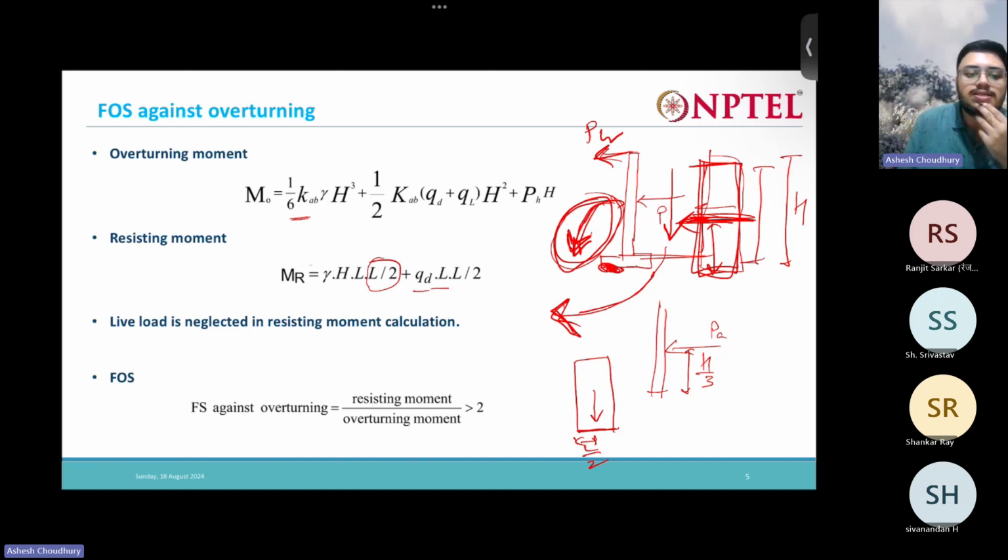Also here, in the calculation of the resisting moment, we have ignored the live load. The live load is not considered, only the dead load is considered. Now the minimum factor of safety that we should have is 2. So we will always try to keep the factor of safety above 2.